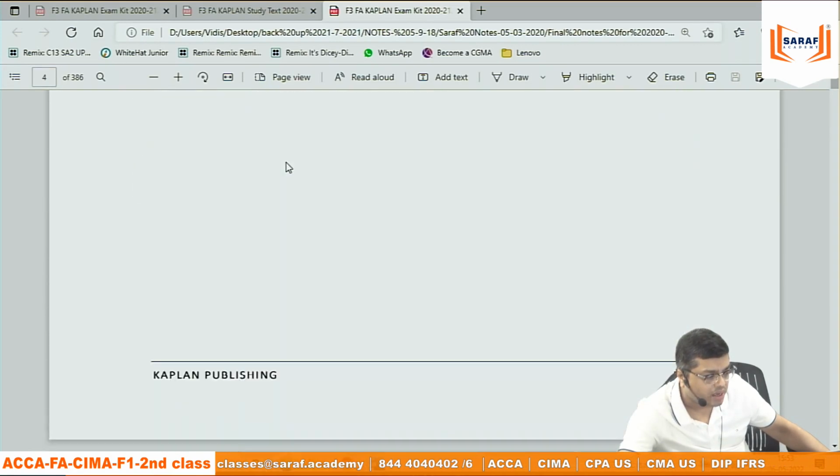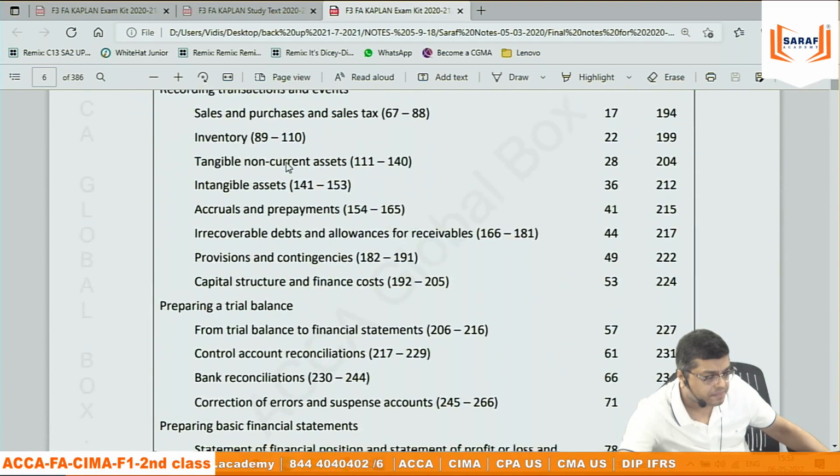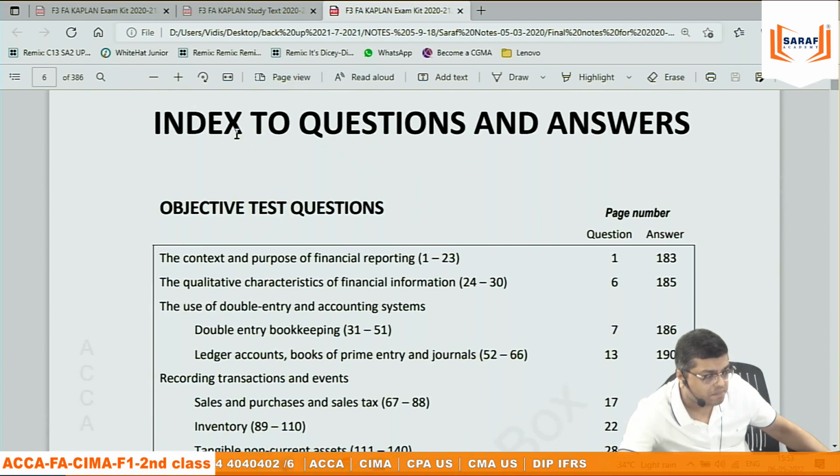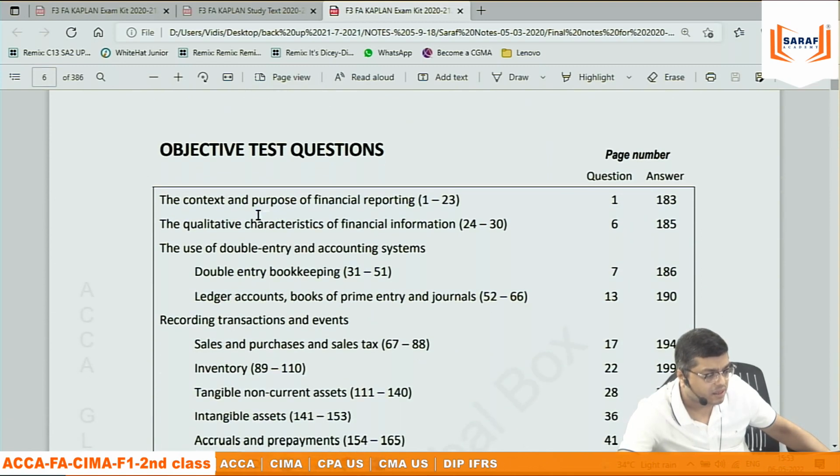If you go to this page, which is page number 6, for every chapter you get the question numbers and the page numbers on which the question and the answer are written. They are saying context and purpose of financial reporting. In the context and purpose, I have not discussed everything, because there is one area which is related to the regulatory side: who is the IASB, International Accounting Standards Board, and what are the others. That I have not discussed.